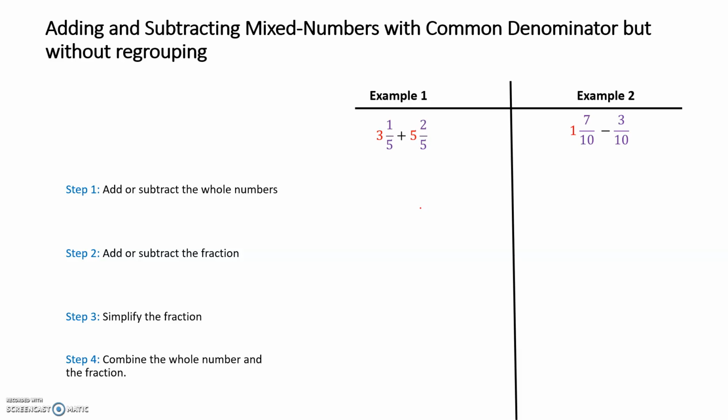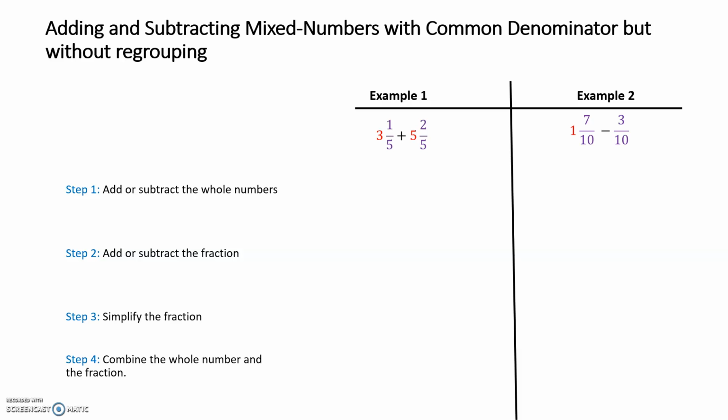With regrouping, your answer would have a mixed number, or you're going to have to borrow to make a fraction. One fraction, you're going to have to borrow from your whole number to be able to solve the problem. When we get to the examples at the end of the day, you'll understand what regrouping is. But these are two examples without regrouping, so they're going to be pretty straightforward and pretty simple.